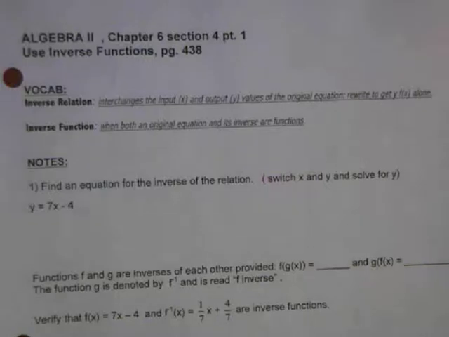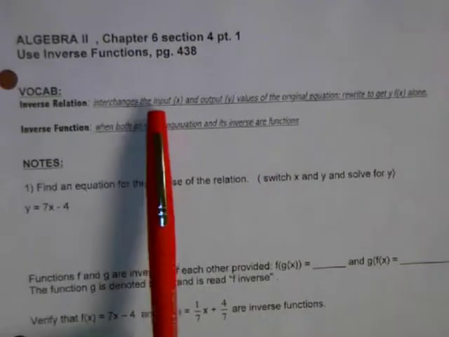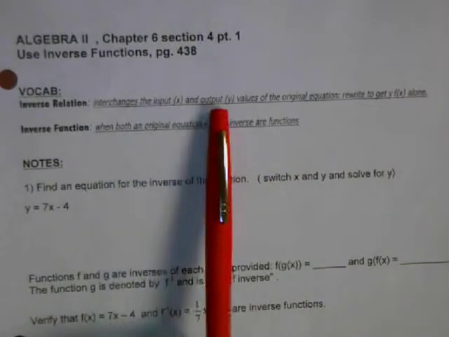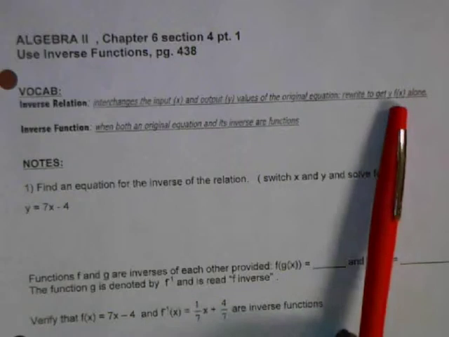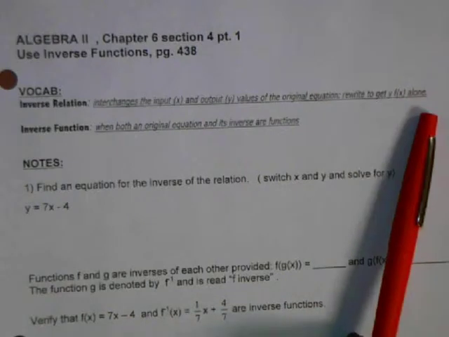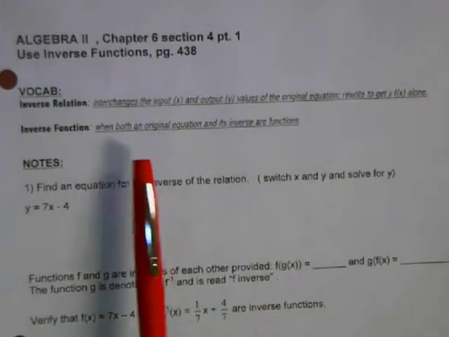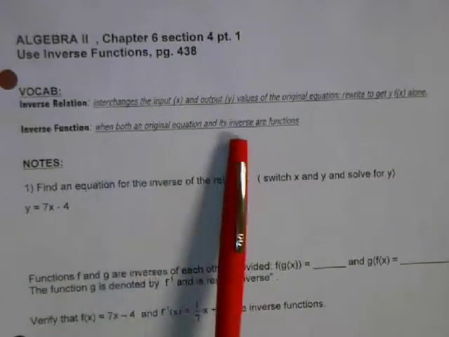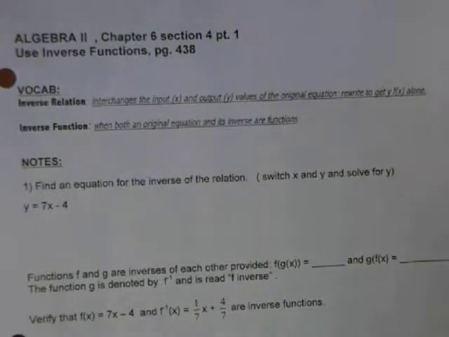An inverse relation just interchanges the input and output values of the original equation. You rewrite to get y or f of x alone. We're going to look at that in a second. When both an original equation and its inverse are functions, that'll be tomorrow.